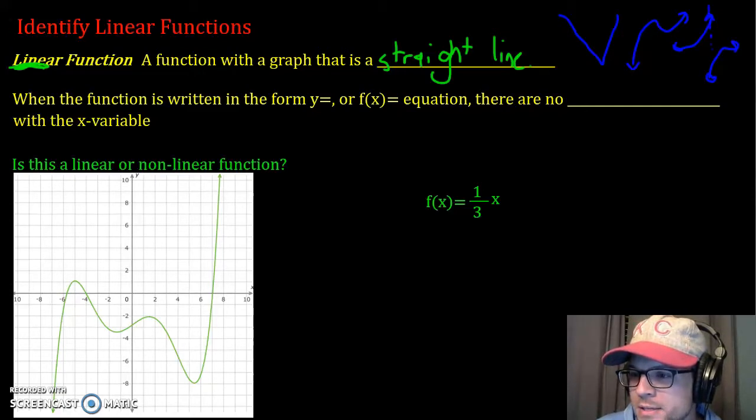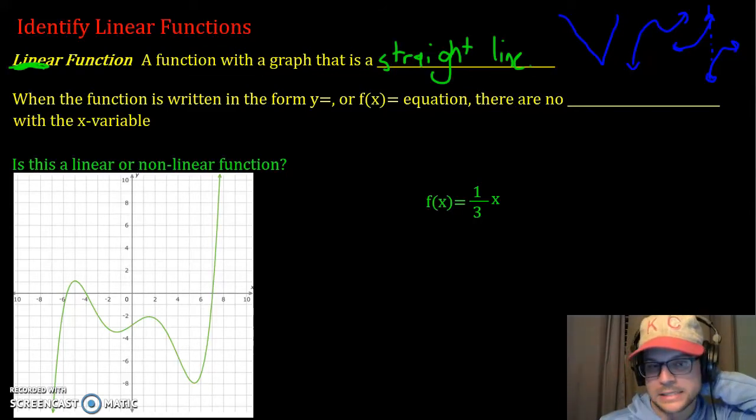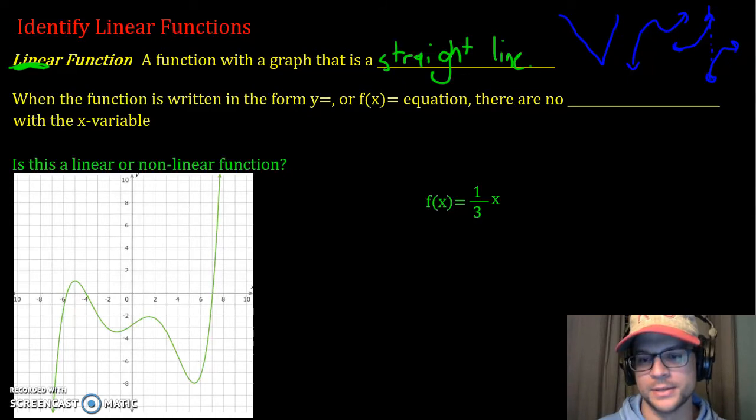We'll get into more what these type of graphs are going to be, but anything that looks like this, that's not a straight line, is not linear. So the only possibility is that it has to be a straight line.